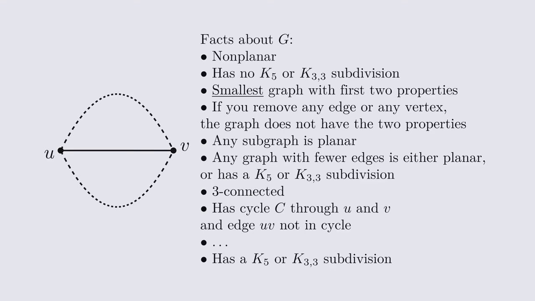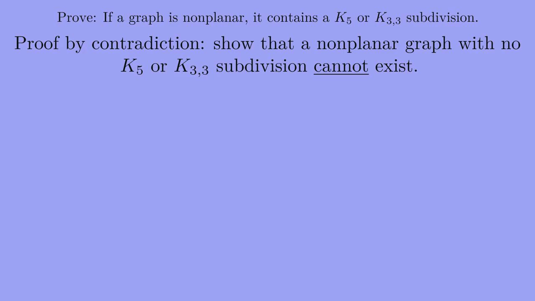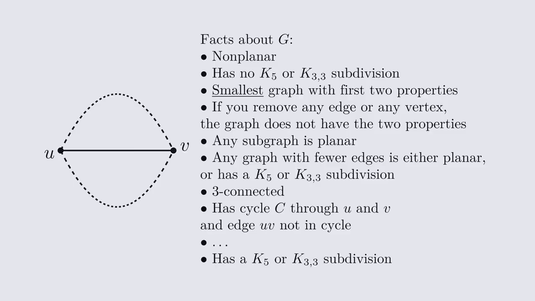What are we trying to prove now? We're trying to prove that G can actually not exist. One way to prove that is to prove that any non-planar graph with this configuration must contain a K5 or K3,3, because that means that G has a K5 or K3,3, contrary to the assumption. So does G have one of these subgraphs?